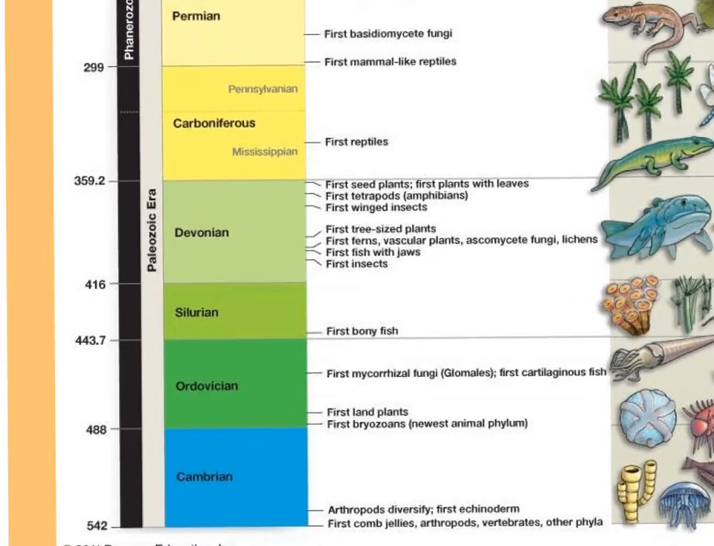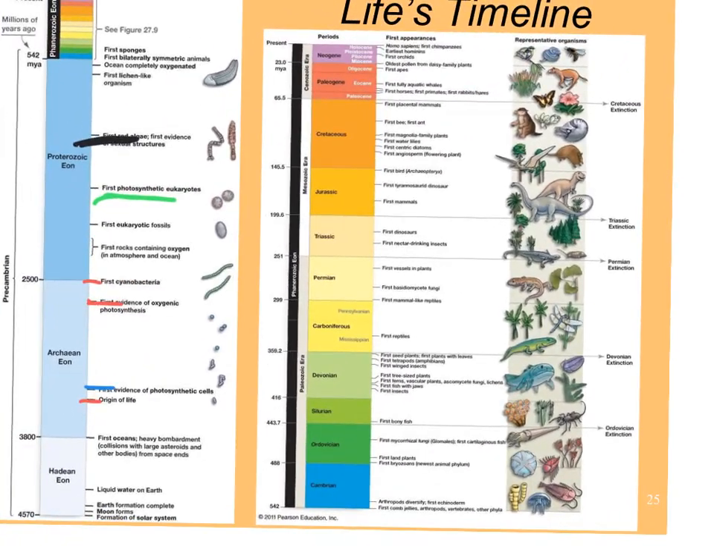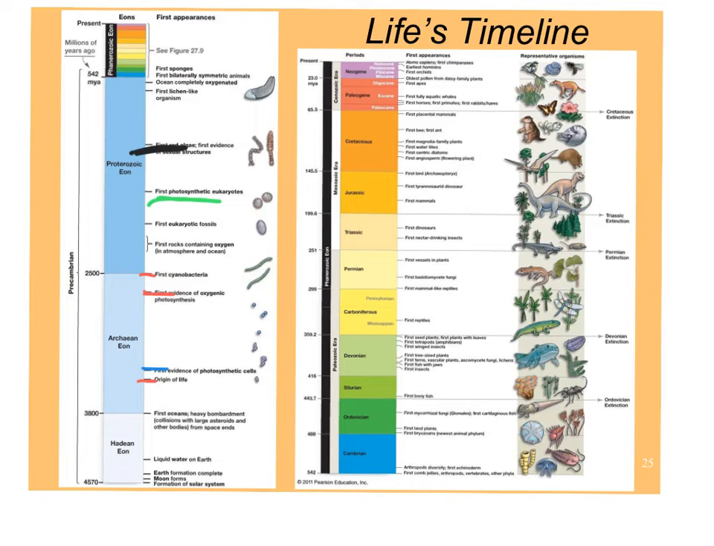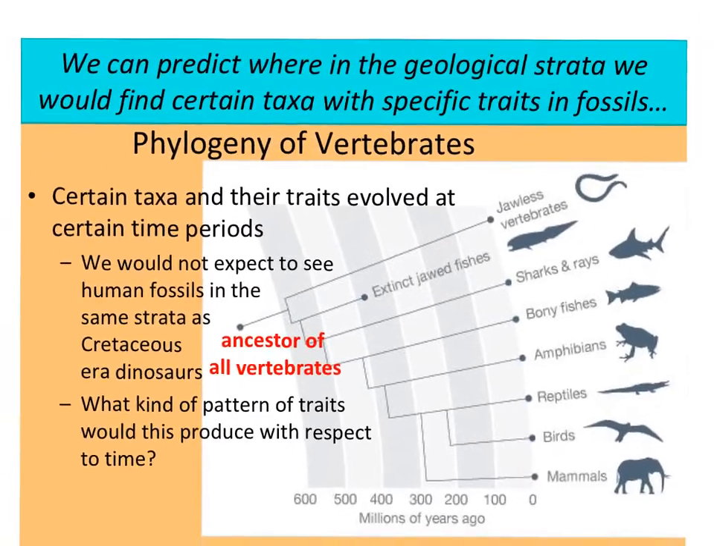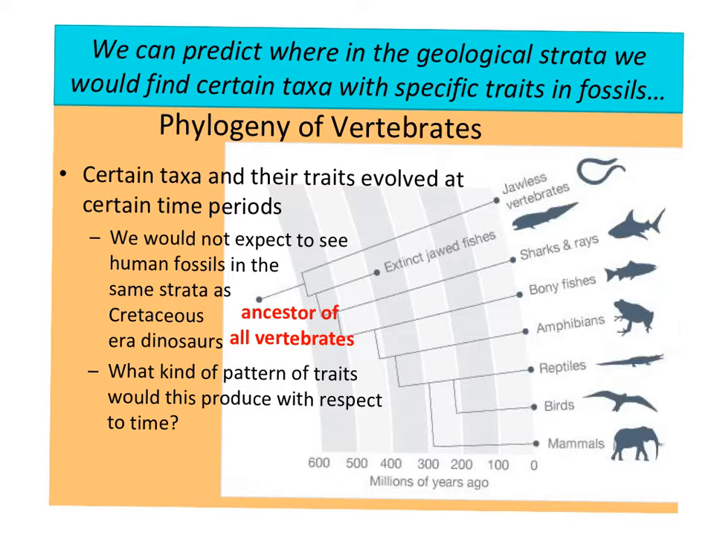And that's 440 million years ago. So this is a long time. And you can see going through life's timeline that things get more and more complex. So this is one of the things that we expected. Okay, now, in terms of the geological record, therefore, we can predict where in the geological strata we should find certain taxa with specific traits. So certain taxa and their traits evolved at certain periods. The more primitive traits should show up earlier, in deeper levels of the geological strata.